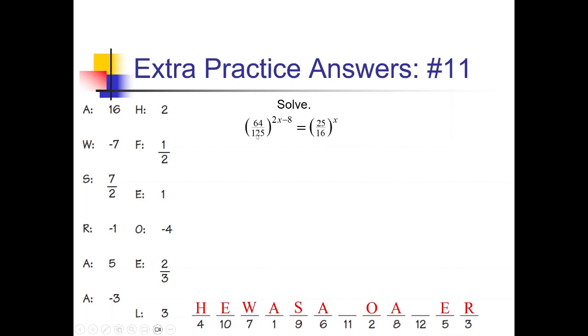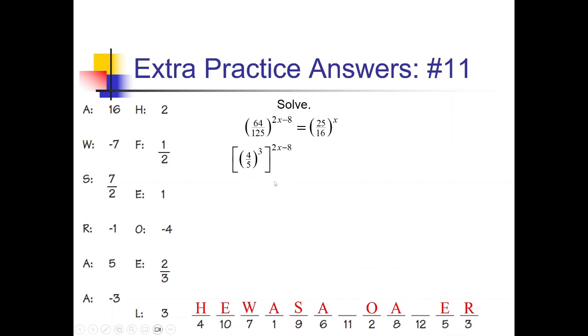25 and 125, those are both powers of 5. The issue here is that things are a little bit upside down on one of these fractions. So I'm going to have to take that into account as well when I rewrite these. So let me rewrite 64 over 125 as 4 over 5 to the third power. Those are both third powers of 4 and 5.